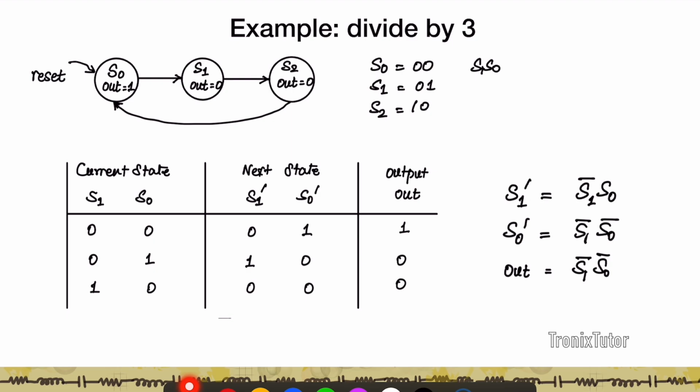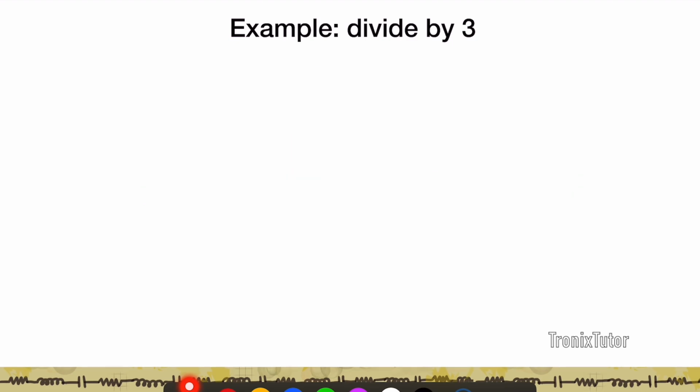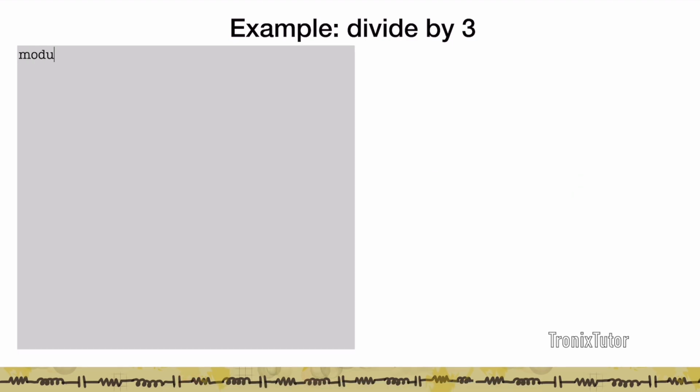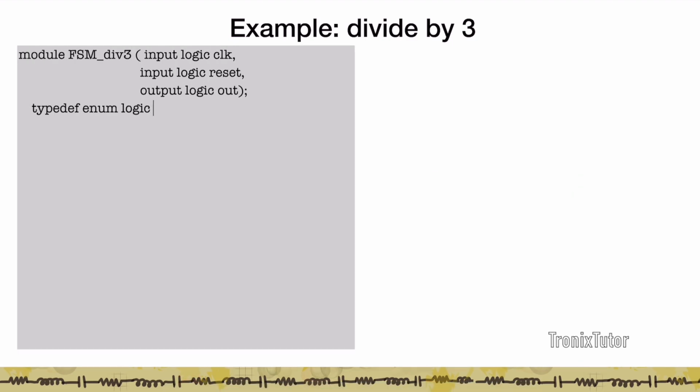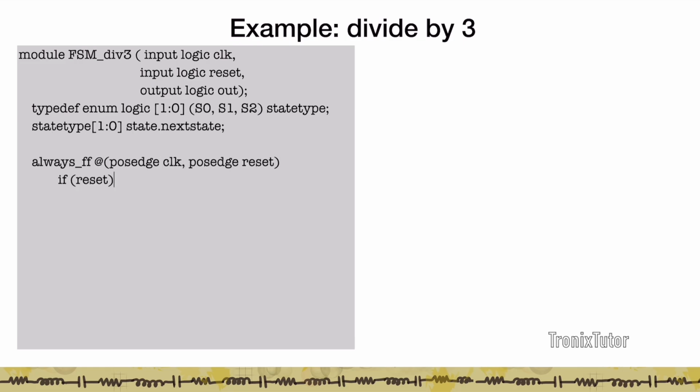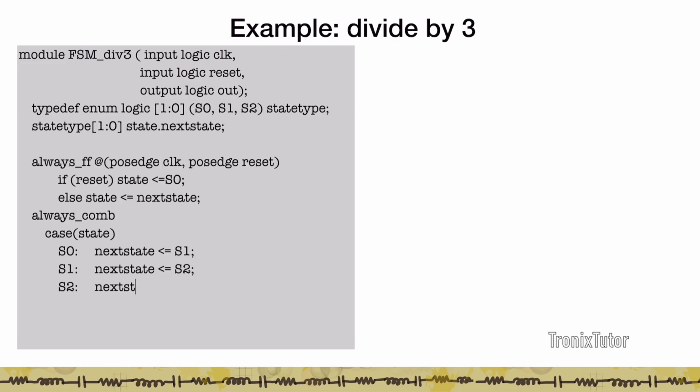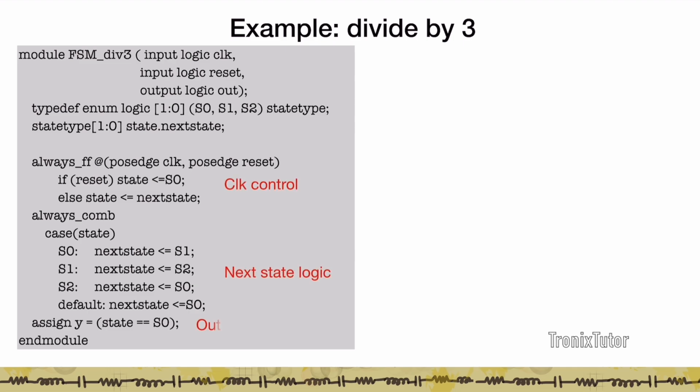Now we're doing behavioral modeling, so Verilog makes our job slightly easier. So the way we would code this up in Verilog would be, again, we are coding up an FSM, which is a divide by 3 counter. It has two input signals, a clock and the reset, and it has one output signal, which is the out variable.